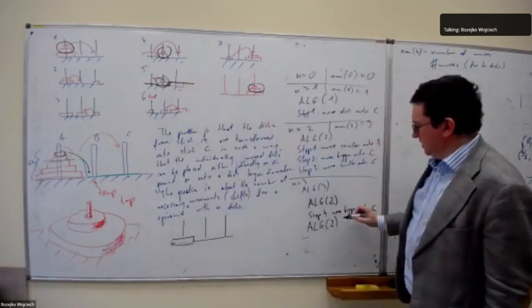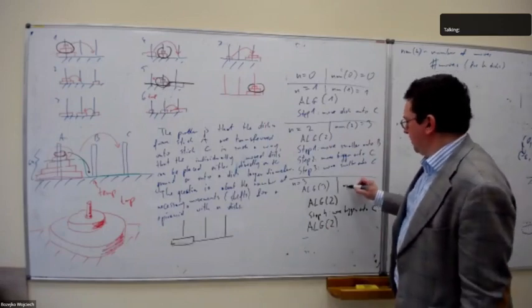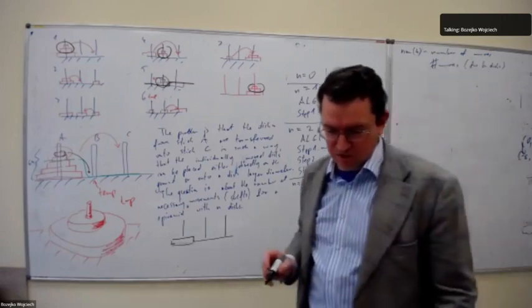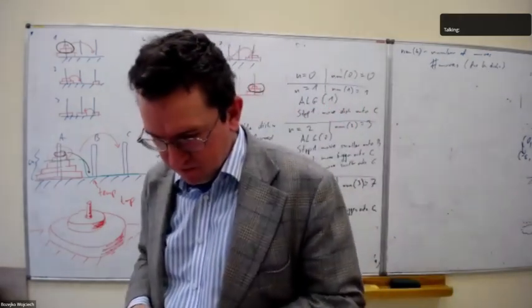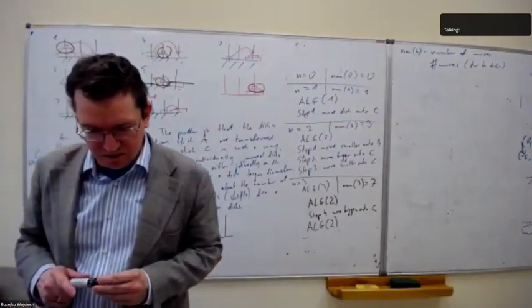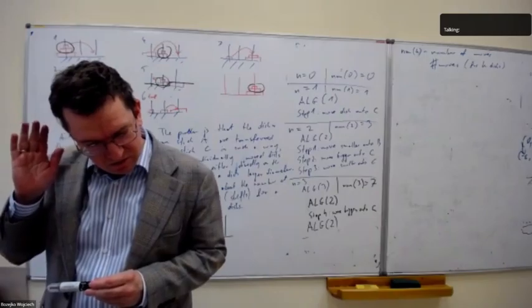This is 3 steps. This is 3 steps. This is 1. So in general, we have a number of steps, 7 here. Is it clear? How does it work? Yes, sir. Yeah, thank you.